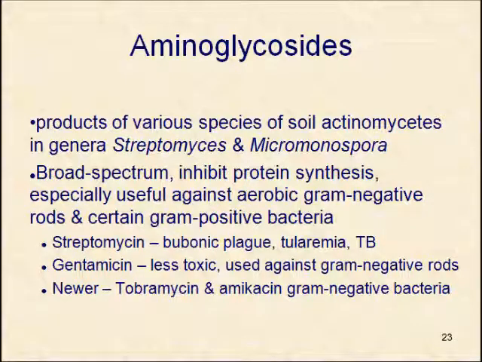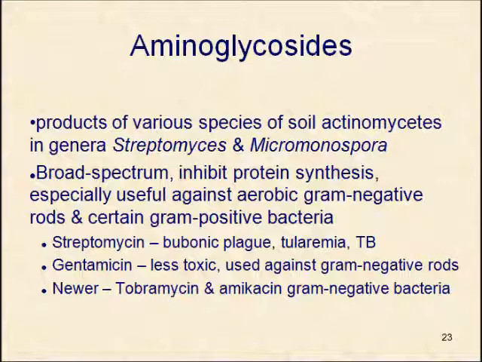Another category of drug are the aminoglycosides. These are products of various species of soil actinomycetes, in general streptomyces and Micromonospora. Broad spectrum, again, they inhibit protein synthesis, and they are especially useful against aerobic gram-negative rods and certain gram-positive bacteria. Some of the names you will be familiar with: streptomycin, and it's actually very effective against bubonic plague and tularemia. Both bubonic plague and tularemia are possible bioterrorism agents. This is also used in the treatment of tuberculosis. It's one of 3 drugs that we're going to talk about in relationship to tuberculosis, and you should keep track of what those are.